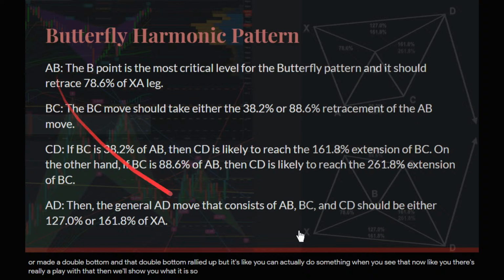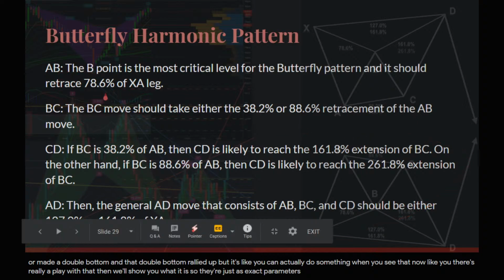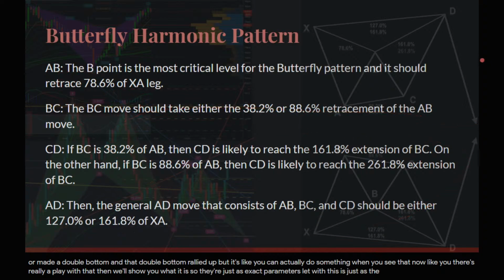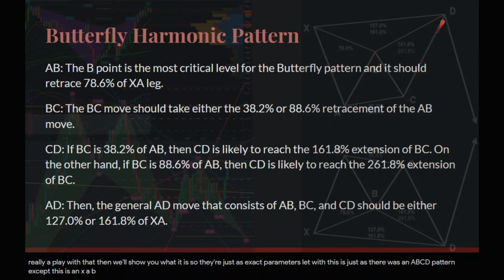There are exact parameters with this, just as there was with the ABCD pattern, except this is an XABCD pattern. So there's an extra leg in there. So from the A to the B point, it is basically a 78% retracement of the X to the A leg.